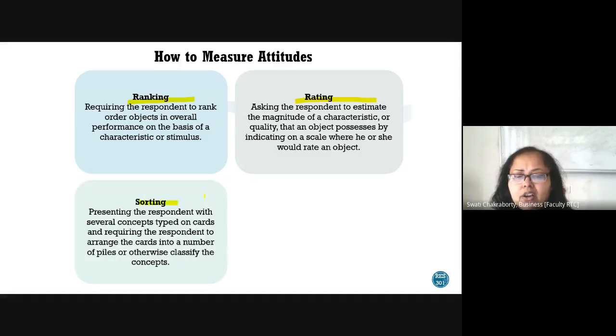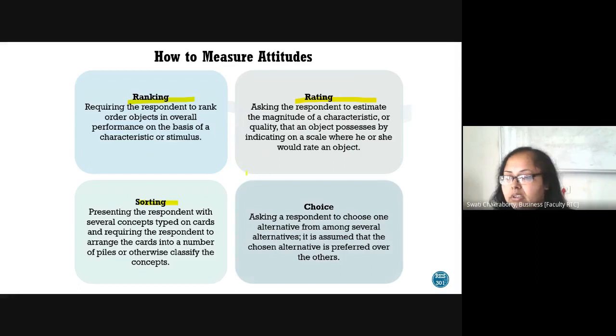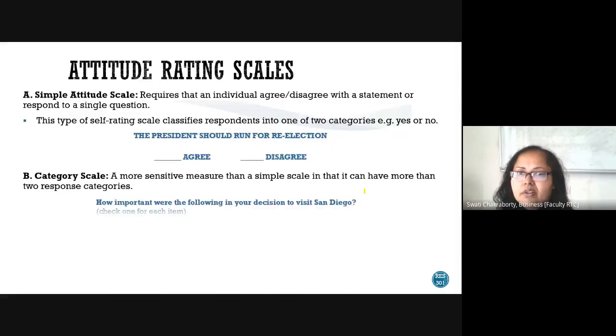Third is sorting, where we present the respondent with various concepts typed on cards and require the respondents to arrange the cards into a number of piles or otherwise classify. We ask them to classify the concepts, sort them out. And the fourth is choice, where we ask the respondent to choose one alternative from several alternatives, where we assume that the chosen alternative is preferred over the others, right?